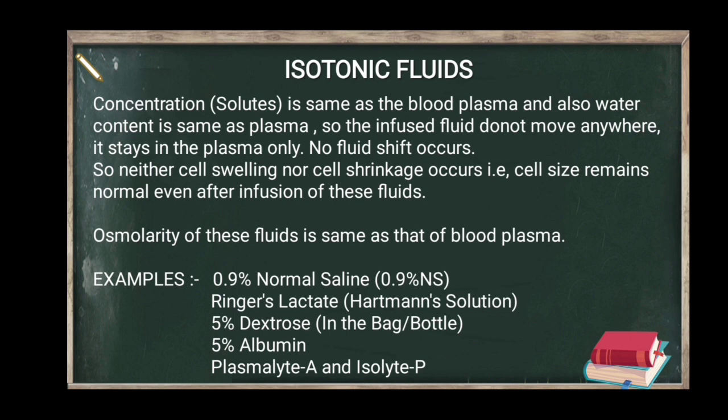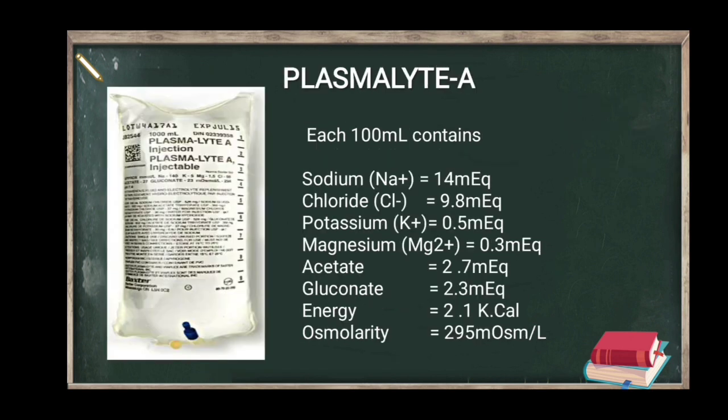I have discussed the composition of these IV fluids in the previous video. You can refer to it. Each 100 ml of the Plasma-Lyte A fluid contains sodium 14 milliequivalents, chloride 9.8 milliequivalents, potassium 0.5 milliequivalents, magnesium 0.3 milliequivalents, acetate 2.7 milliequivalents, gluconate 2.3 milliequivalents, energy 2.1 kilocalories, and osmolarity 295 milliosmoles per liter.